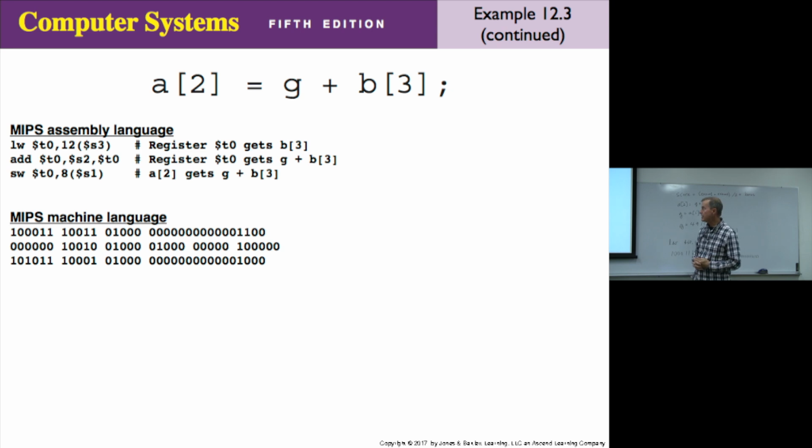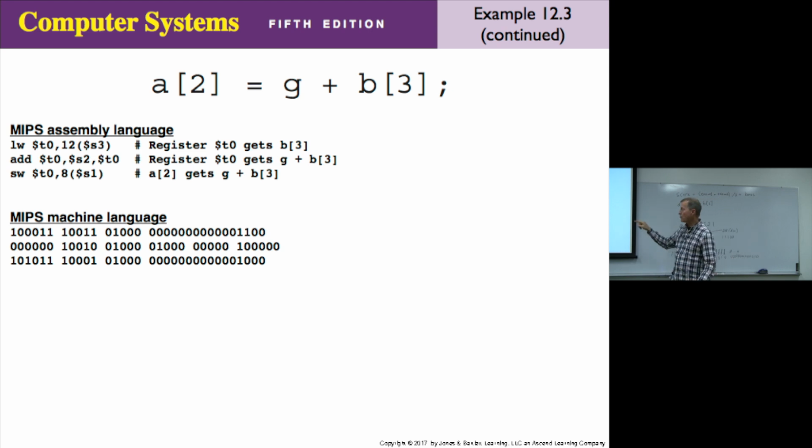Yes, the S3 is the address of the first cell, of the first byte of the array in memory. And then we add $S2 plus register T0 and put the result in register T0. So that's how we add G to B sub 3.